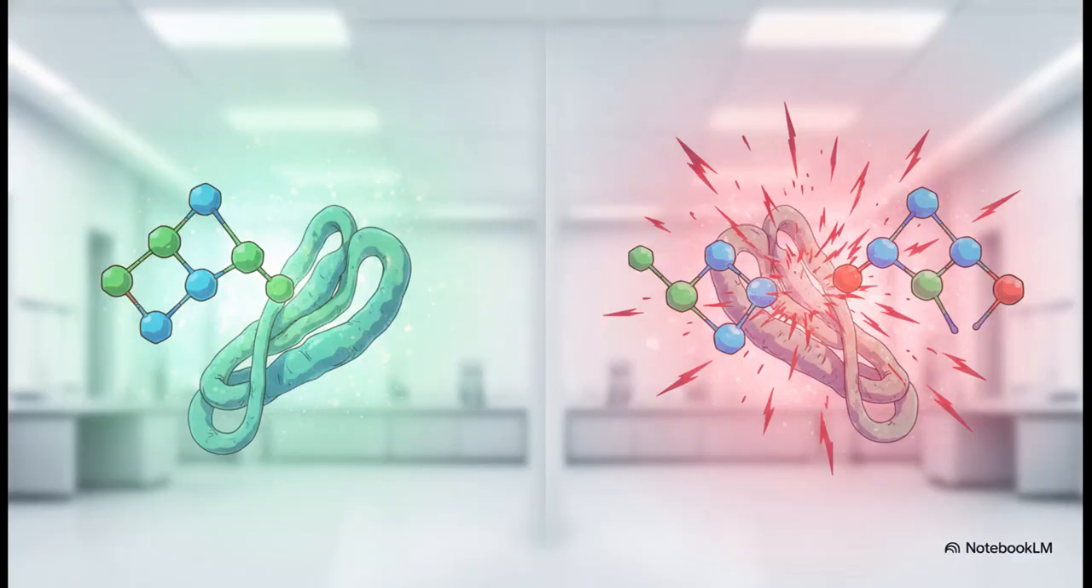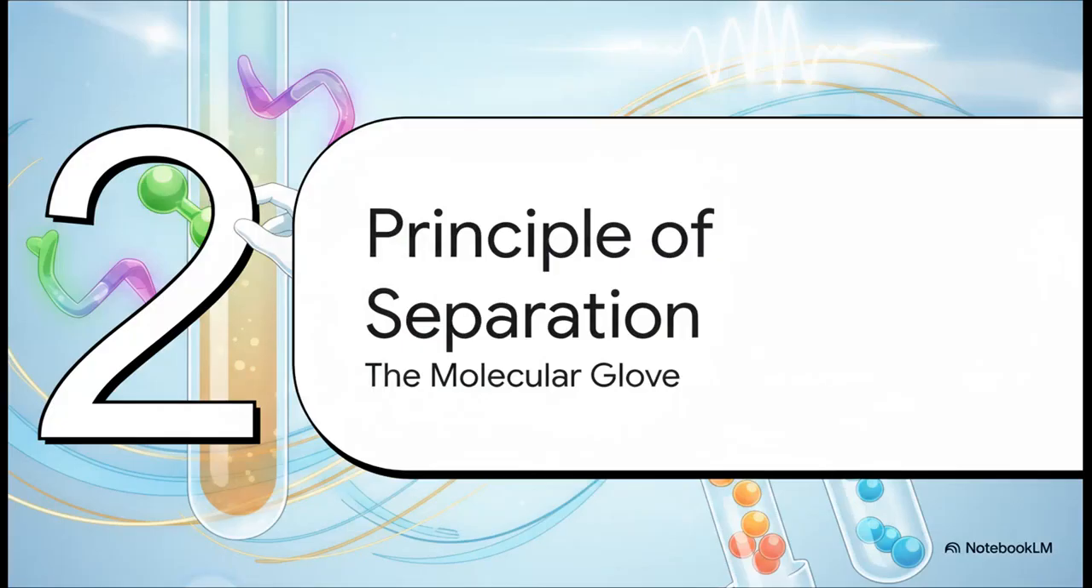The stakes here are incredibly high. You see, one enantiomer of a racemic drug, which we call the eutomer, might perfectly bind to a receptor and cure disease. But its mirror image, the distomer, well, it could be totally inactive, or honestly, much worse. It could cause severe toxic side effects. It's crazy to think that a simple molecular reflection can literally mean the difference between a life-saving cure and a dangerous poison. And because of this, regulatory bodies like the FDA strictly mandate that pharmaceutical companies market only the active, safe enantiomer. Moving on to Section 2, the principle of separation, or fitting the molecular glove.